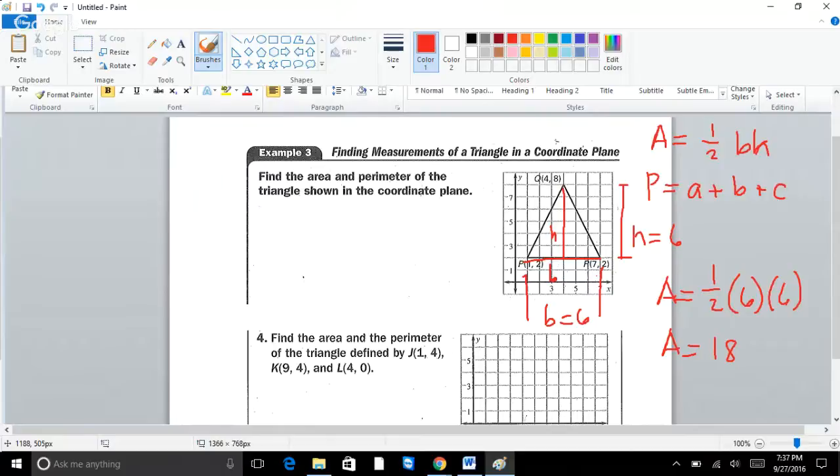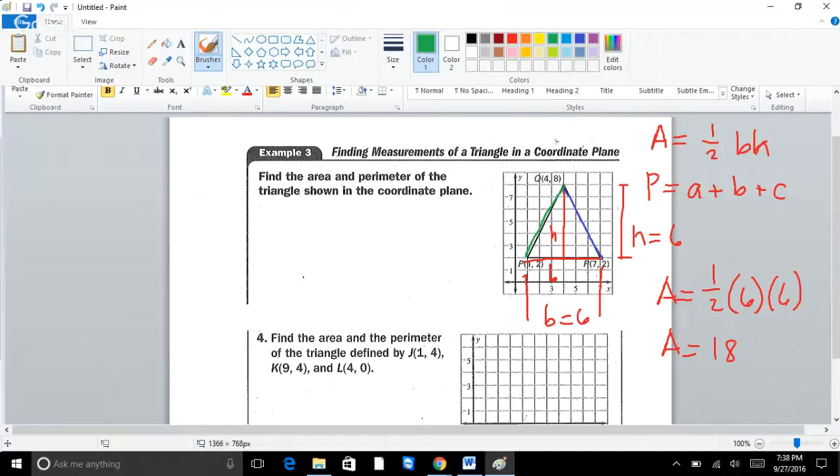So to find the perimeter, we need to find the lengths of all 3 sides, right, and add them together. Well, we found the length of the red side, right, B. But we also need to find the length of our green side and our blue side so that we can add those together. And how are we going to do that? We can't, they're not nice and square like our other sides. So what we're going to have to use is our distance formula.